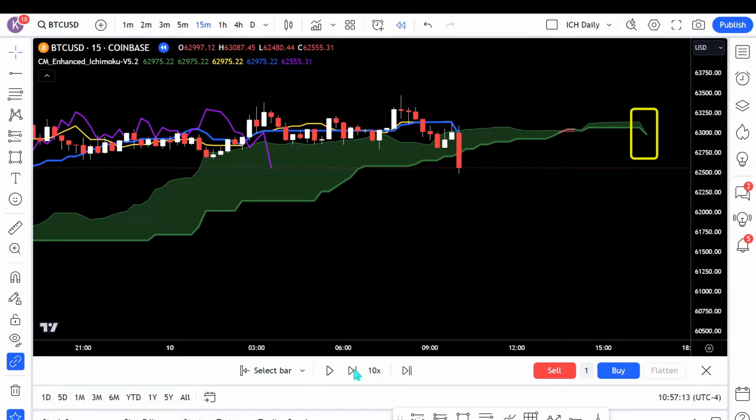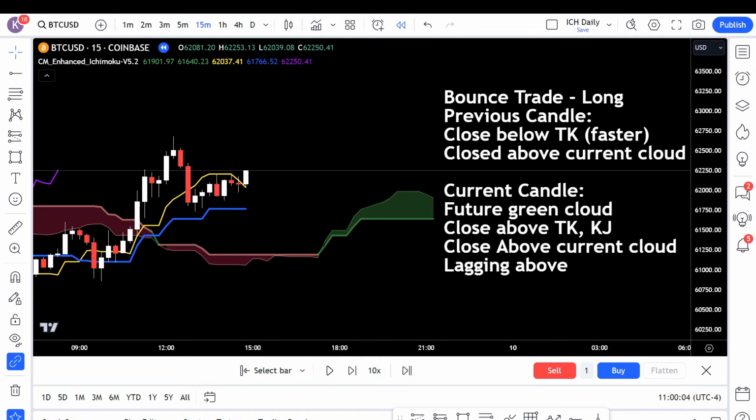If even one of these does not match up, there's no trade. I've gone over a lot of examples in previous videos, but just to recap, for a long bounce trade, we need a few things. The previous candle needs to close below the TK, the faster moving average, but above the current cloud. The current candle needs to have a future green cloud. It has to close above the TK, KJ, and the current cloud, and then the lagging must be above.